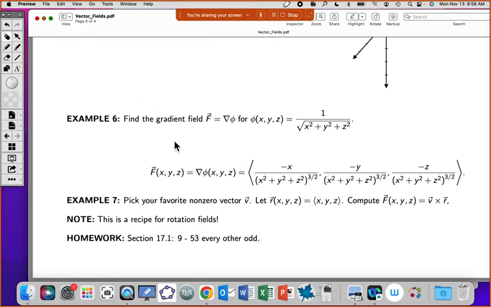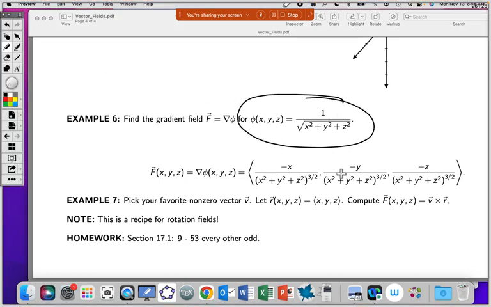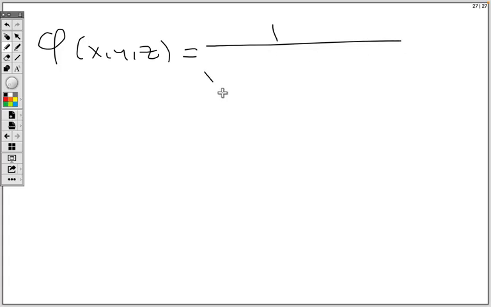And just like in 2 dimensions, you can create 3-dimensional vector fields by taking the gradients of 3-dimensional scalar functions. So here's phi of xyz. Phi of xyz is 1 over the square root of x squared plus y squared plus z squared. Now once again, you might recognize what phi is doing.